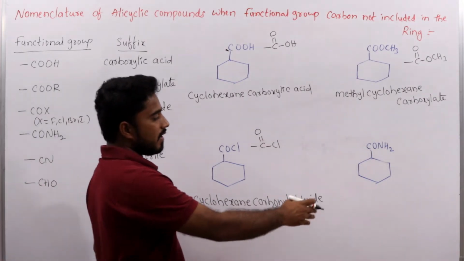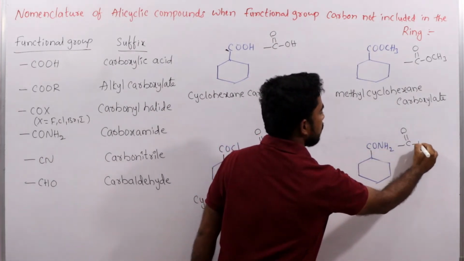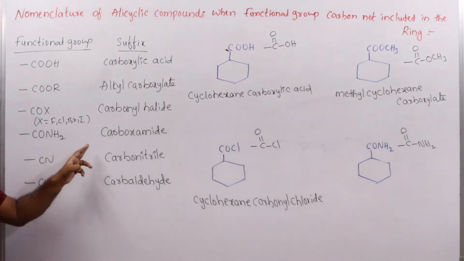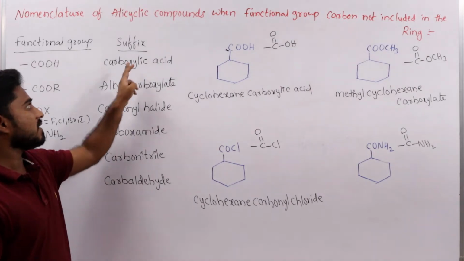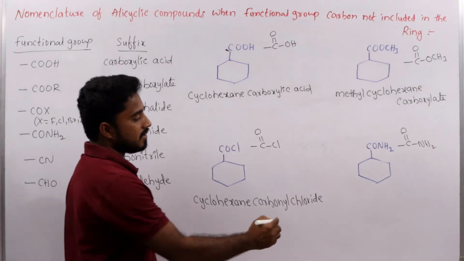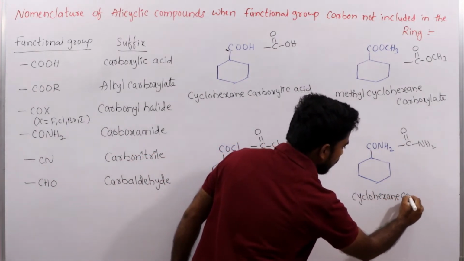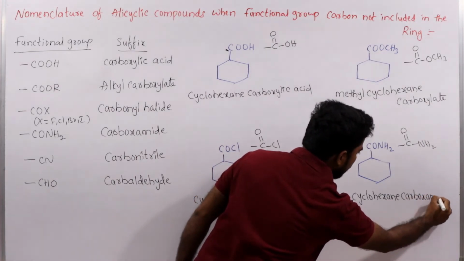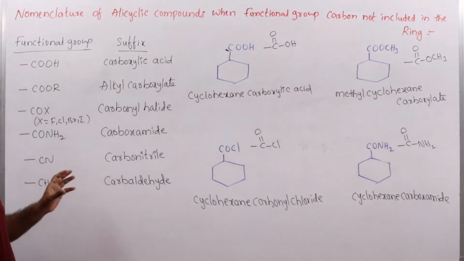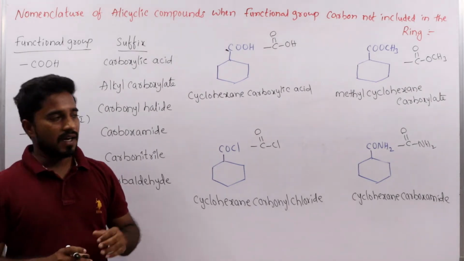If the cyclohexane ring is bonded to CONH2, the CONH2 you can also write as C double bond O NH2. It is an acid amide functional group. When an acid amide functional group is there, we have to use carboxamide as a suffix. This carboxamide is present on the cyclohexane ring, so we write cyclohexane carboxamide. Like this we give nomenclature for alicyclic compounds when the functional group carbon is not included in the ring. Let us see some more examples.